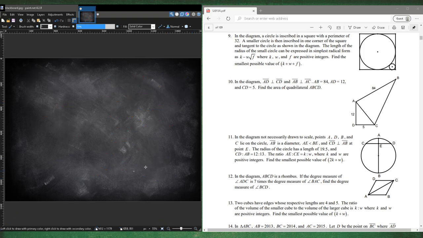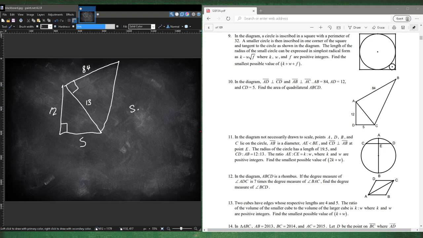And next question, question 10. In the diagram, AD is perpendicular to CD, so we just have that. And they say that AB is perpendicular to AC. So this is perpendicular, this is perpendicular. And we have 5, 12, so that's the 5, 12, 13 triangle, so this is 13. This is 84. And then find the area of the quadrilateral, so this entire thing.